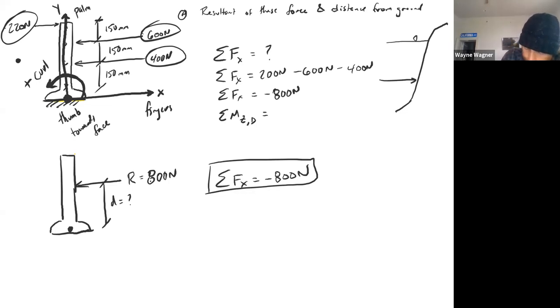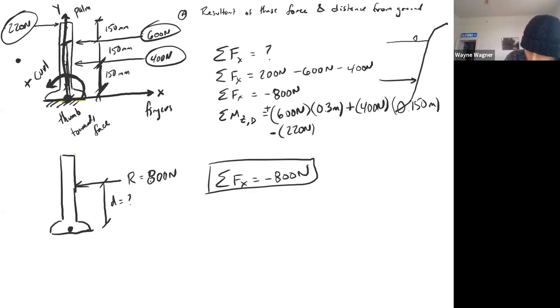That's the most important thing we want to learn out of this particular question. So the moments here, we've got 600 Newtons, and that's going to create a positive moment, and its perpendicular distance is from here to here, 300 millimeters, so 0.3 meters. This 400 will also be positive, so I'm going to put a little positive sign there, times its distance from D, which is 150 millimeters, so 0.150 meters. Then we've got this 220, which is going the opposite way, so that'll be minus 220 Newtons, and its perpendicular distance is 450, so 0.450 meters.